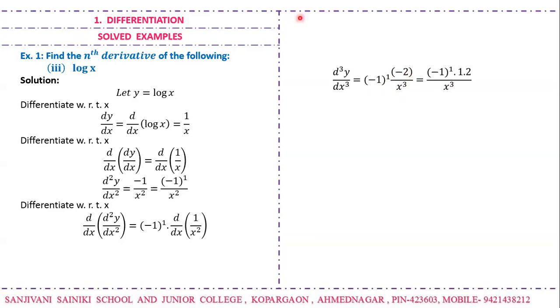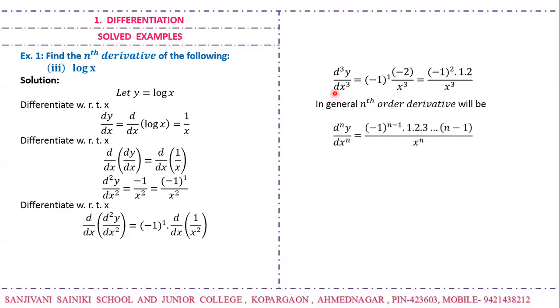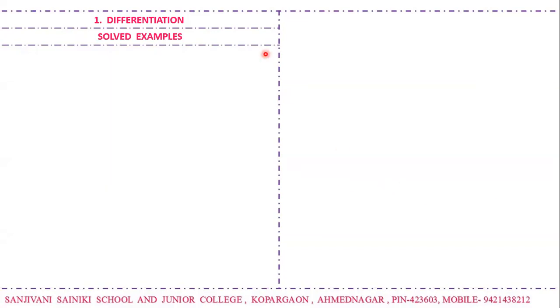So what we get? Minus 1, minus 1 square, then 1 and 2 as it is, then x cube. So the general nth order derivative is given by minus 1 raised to n minus 1, product of 1, 2, 3 up to n minus 1, upon x raised to n. This is the product of all natural numbers less than or equal to n minus 1, so it is n minus 1 factorial. This is the nth order derivative of log of x.